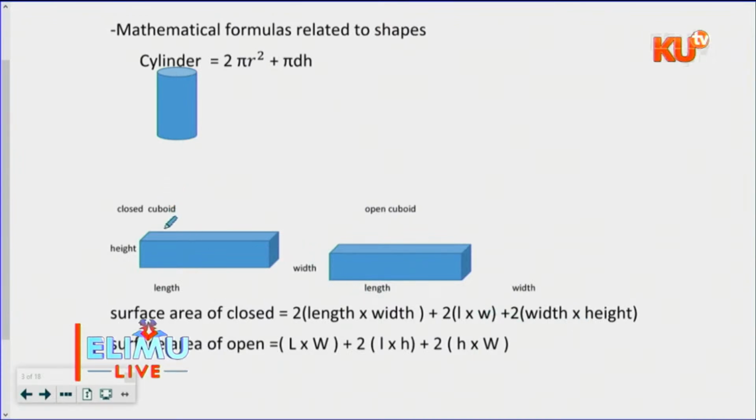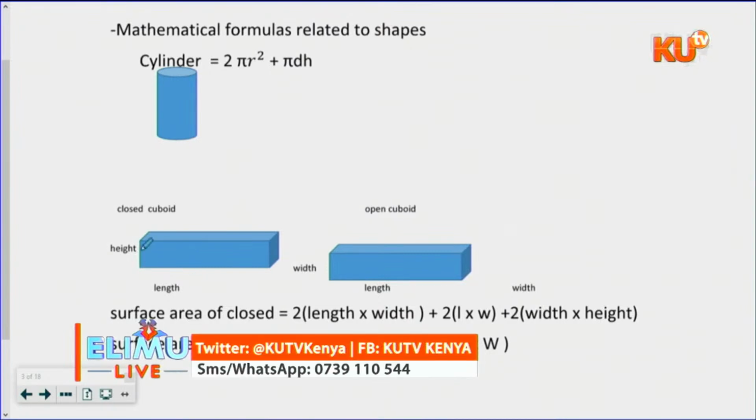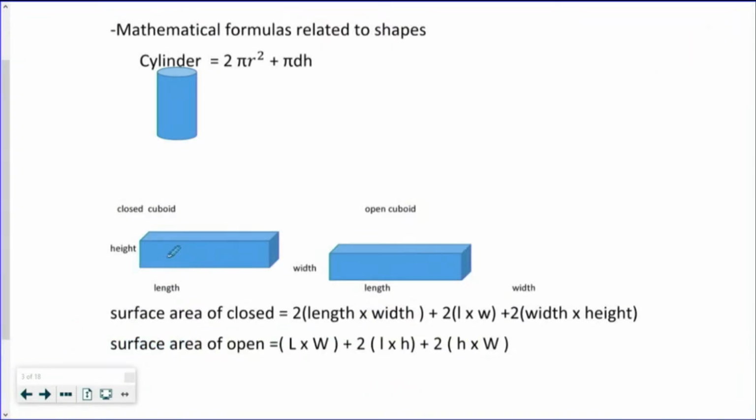We work out the area of this one, length times width times 2, that is the area of top and bottom. We come to the area of this side, this face, we say length times this one, and there are 2 multiplied by 2. I call it width because it is a rectangle in nature. Then we come to the last part, width times height.